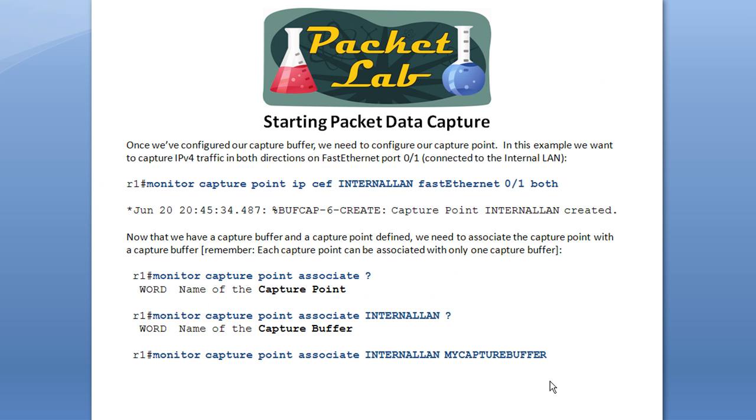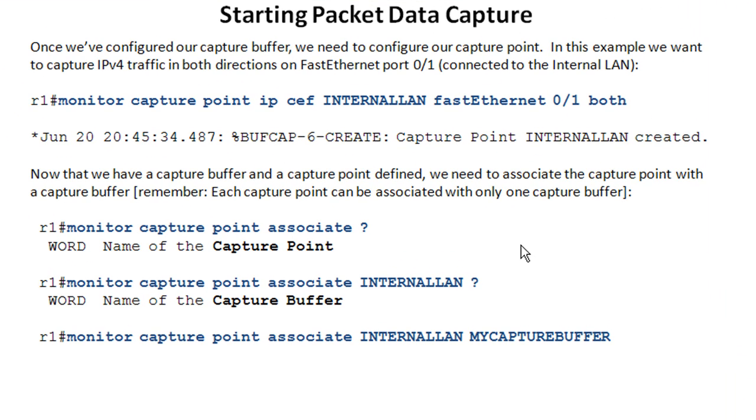So now that we have a buffer to put our capture in, we have to say where are we going to capture this? And that's what a capture point is. For the capture point, I'm going to use monitor capture, and then instead of using buffer, we're going to use the keyword point. Then you'll be able to choose IPv4, IPv6, CEF versus process switching. Then you're going to give it a name. I used internal LAN. That's kind of hard to read. And then specify an interface. You actually have an option for all here, which just seems like a really, really bad idea.